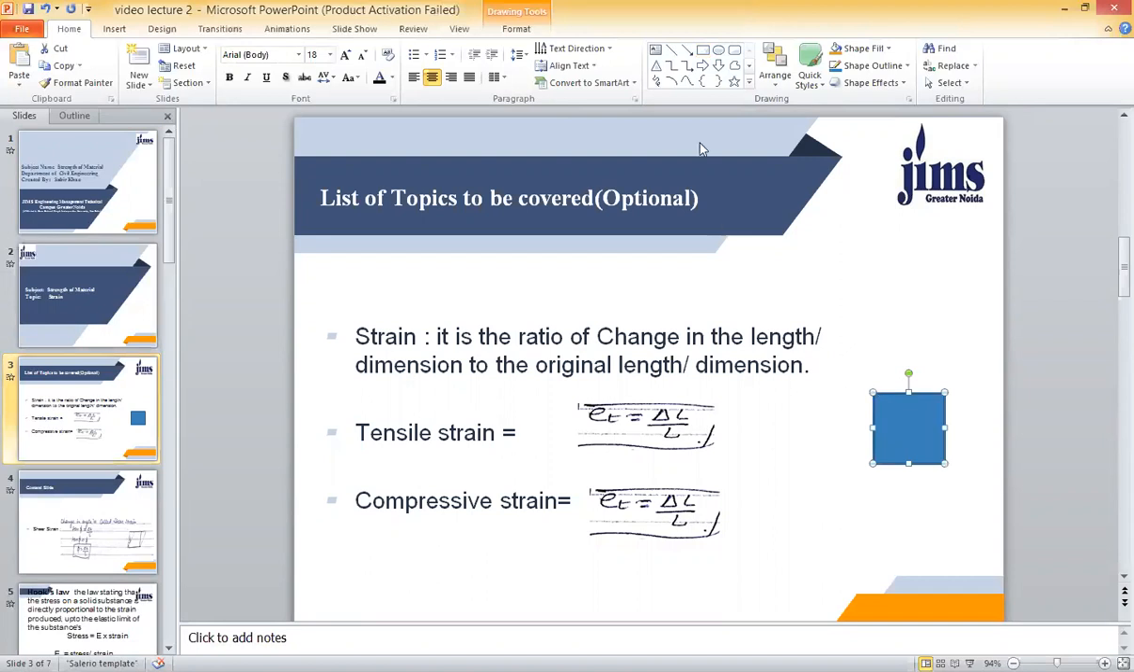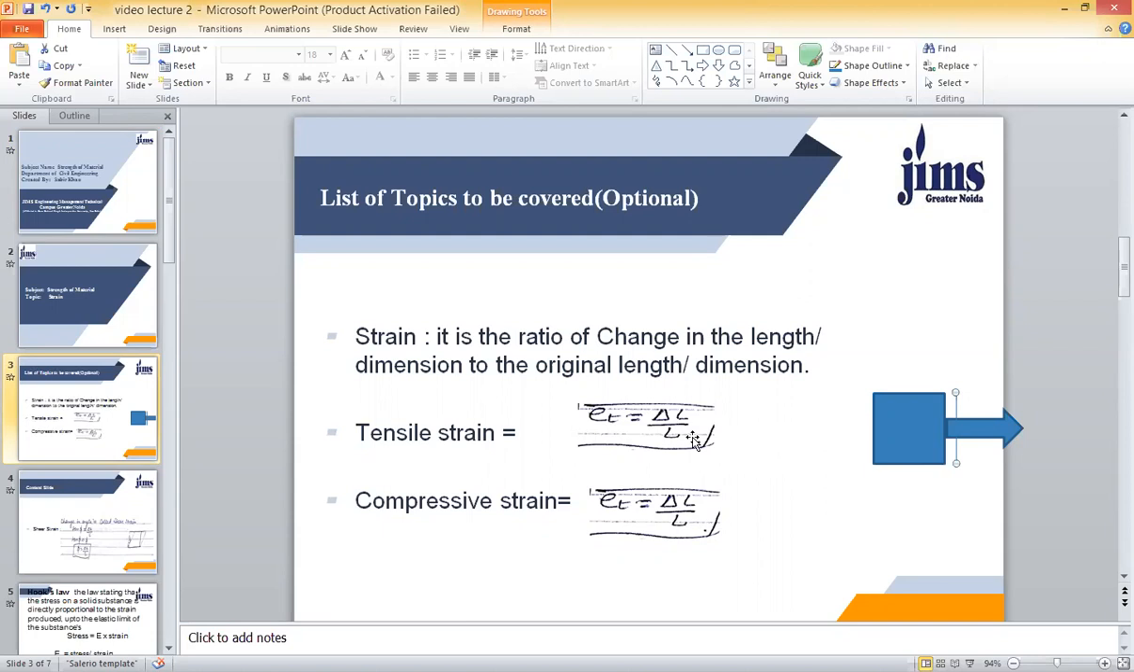I have a block. If I apply any external force to this block, and the nature of this force is tensile, it will increase the dimension of this structure. It will stretch the block and slightly increase the length of the block. So the strain is called the change in length, delta L, to the original length. It is the ratio of the change in length to the original length.